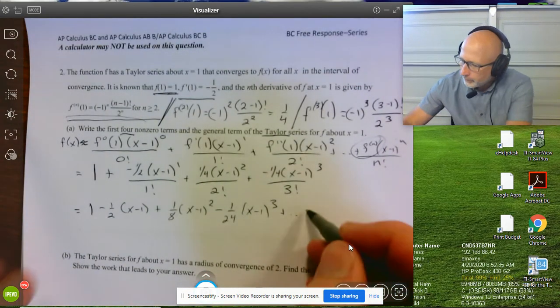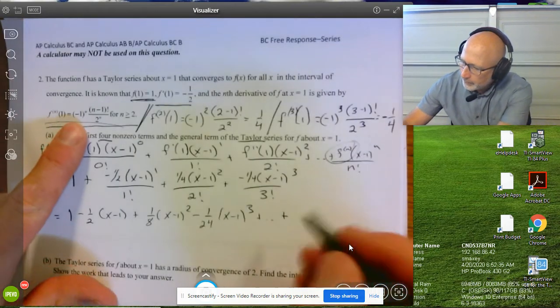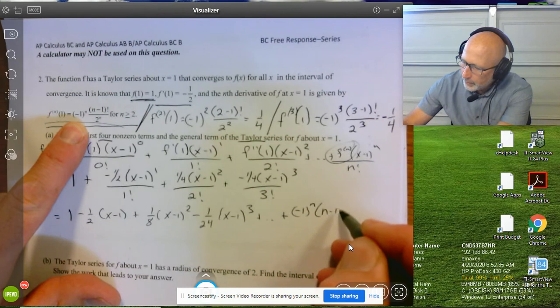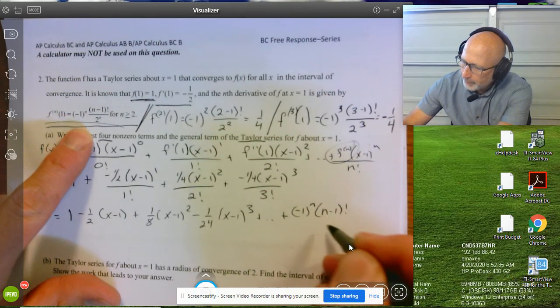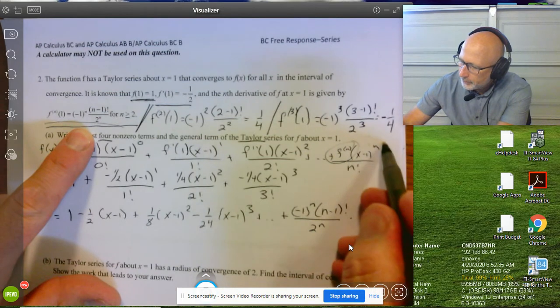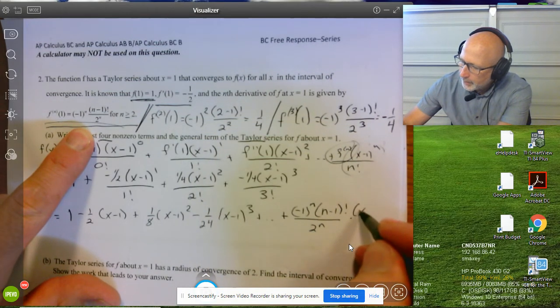Okay, so the general term is going to be this. You have negative 1 to the power of n times n minus 1 factorial all over 2 to the n. And then times, you have the rest of this. So you have x minus 1 to the power of n all over n factorial.